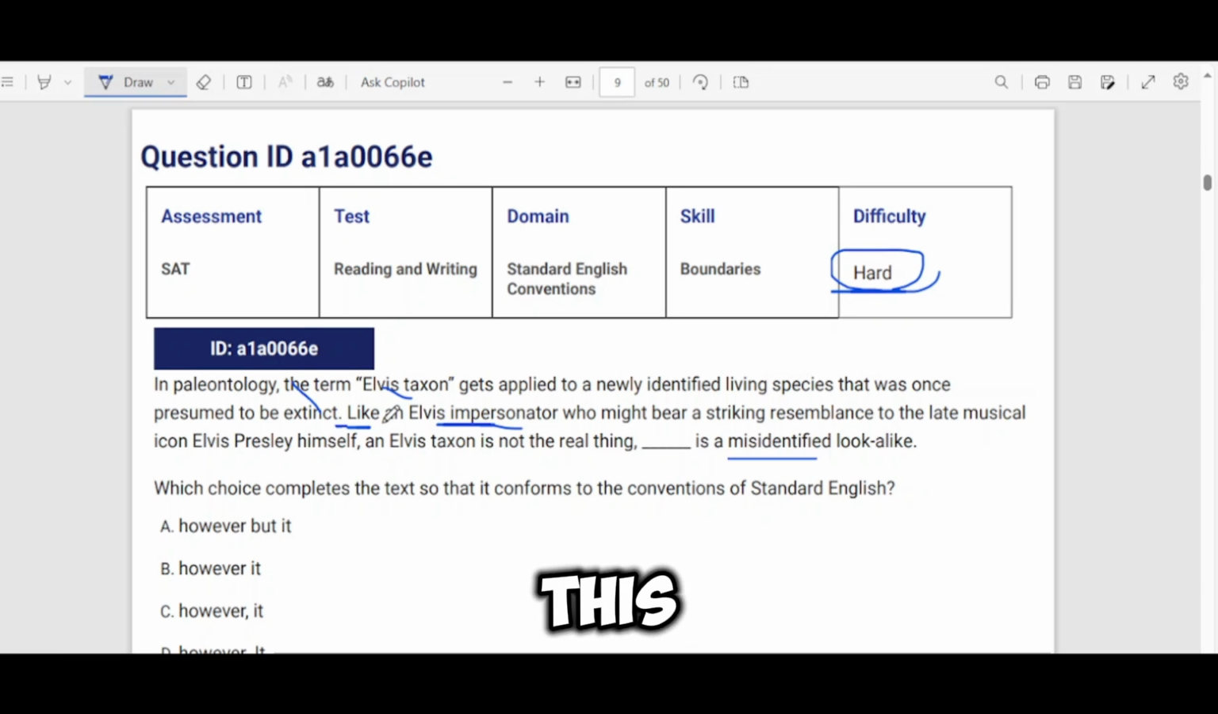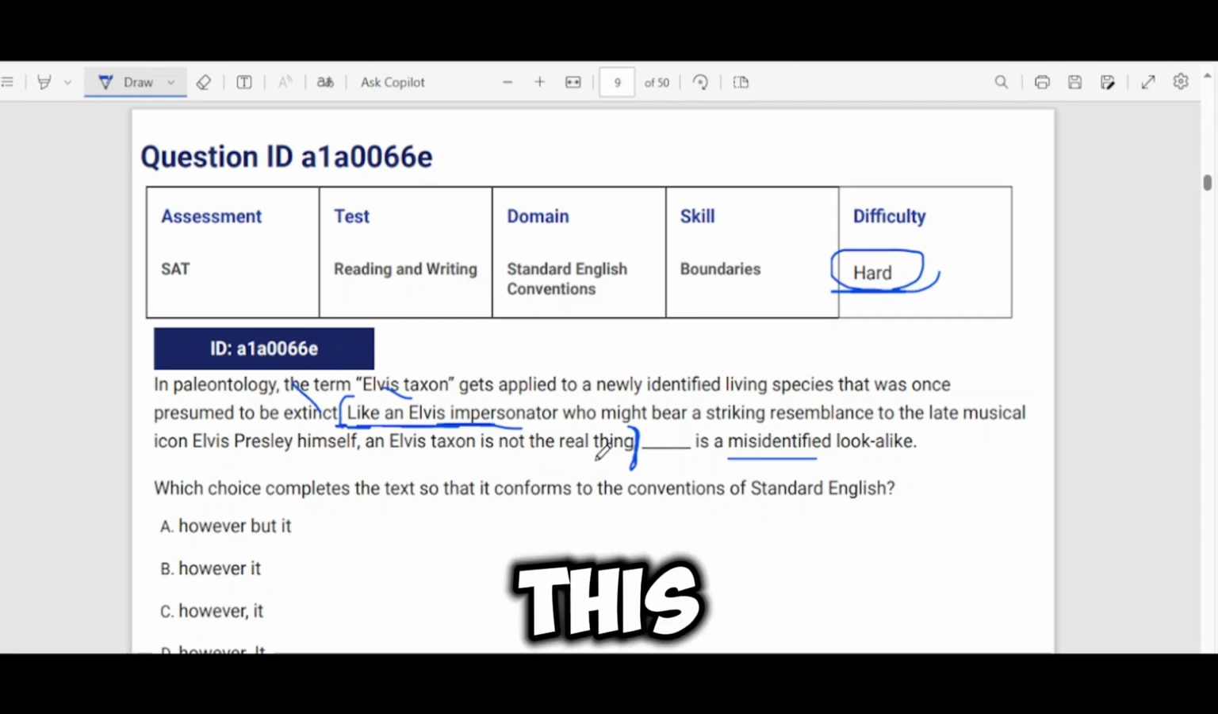Okay, so this is a bit tricky, but don't worry. My tip is to read the sentence over once or twice and see if it makes sense. All right, and we'll do the same. Like an Elvis impersonator who might bear a striking resemblance to the late musical icon Elvis Presley himself, an Elvis Texan is not the real thing.